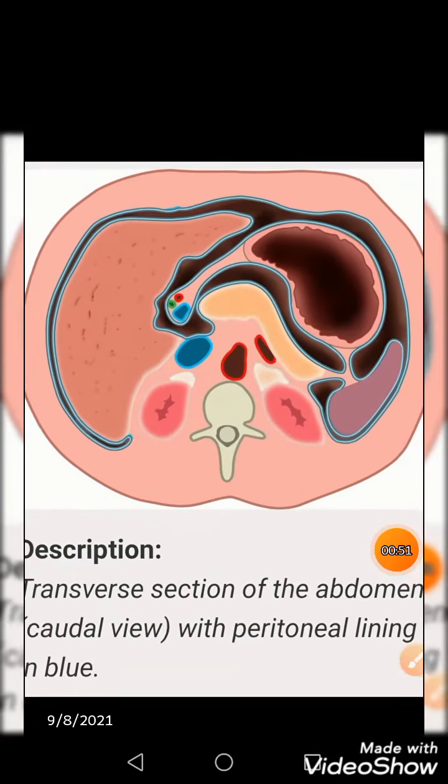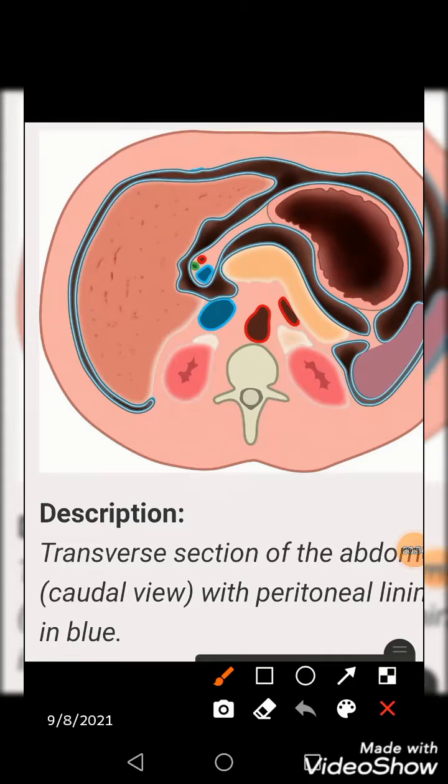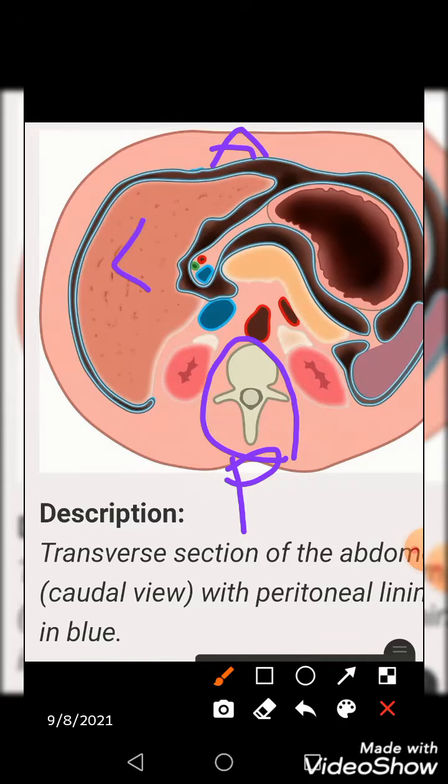Now in this transverse section, I have to mark that this is the anterior aspect, this is the posterior aspect, as you can see the vertebra over here, and the blue color marking is showing the peritoneum, covering the organs inside, like this is the liver, this is the stomach, and you find the spleen over there. They are all structures that lie inside the peritoneum and are covered by the visceral peritoneum.